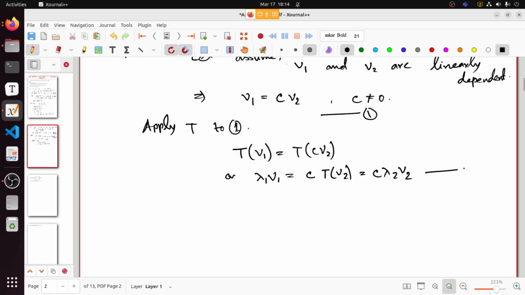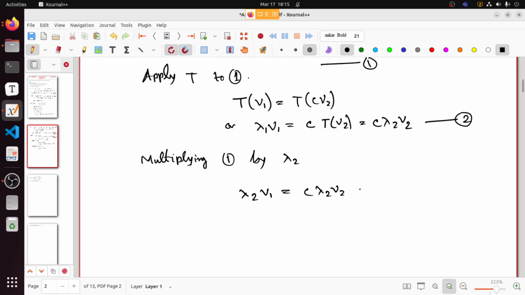So let's call it 2. And now multiply this by lambda, suppose lambda 2. Multiply 1 by lambda 2. What will we get? Lambda 2 v1 equals c lambda 2 v2, right? So let's call it 3.